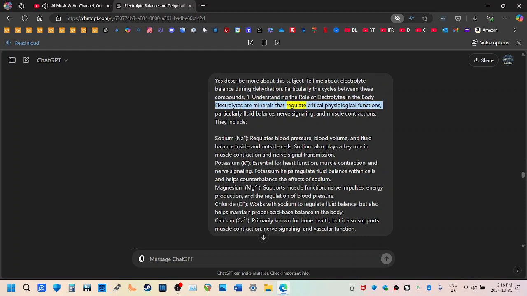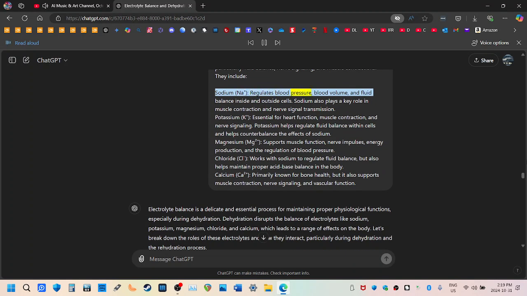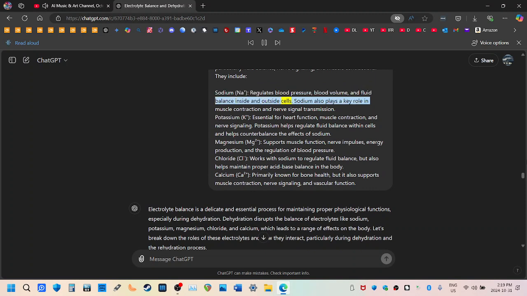Electrolytes are minerals that regulate critical physiological functions, particularly fluid balance, nerve signaling, and muscle contractions. They include sodium, Na, which regulates blood pressure, blood volume, and fluid balance inside and outside cells. Sodium also plays a key role in muscle contraction and nerve signal transmission.